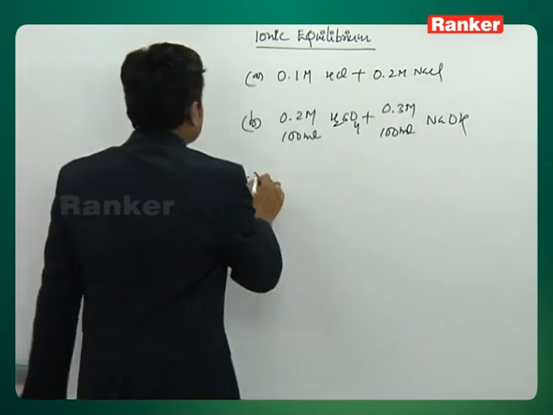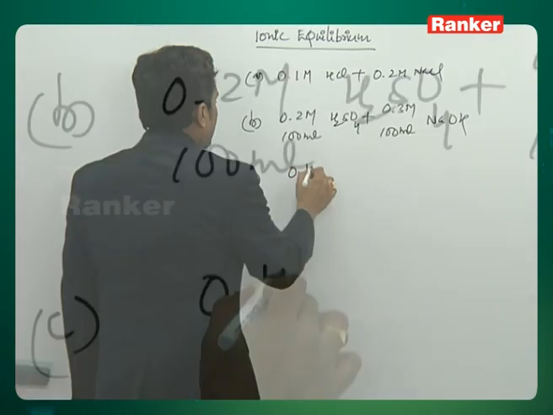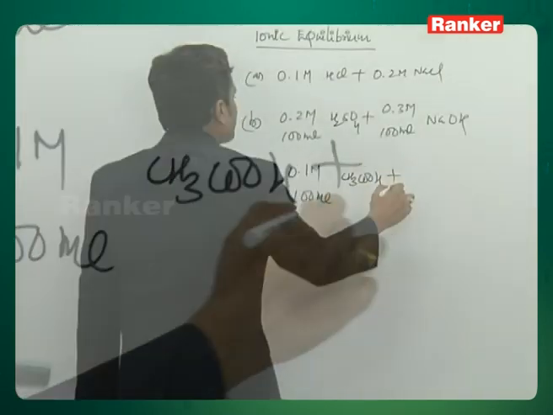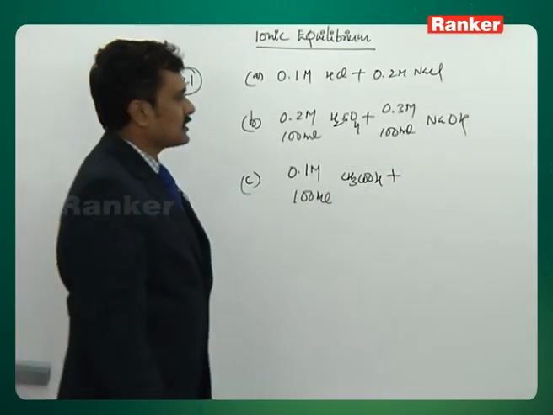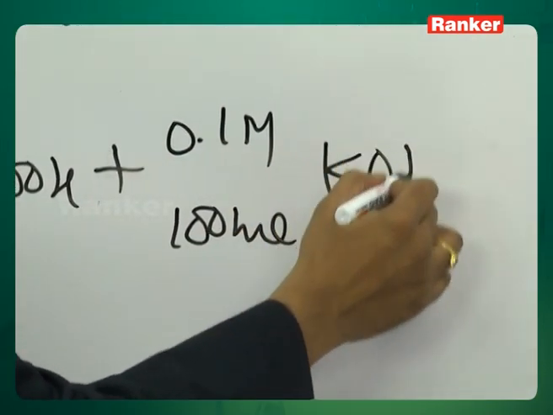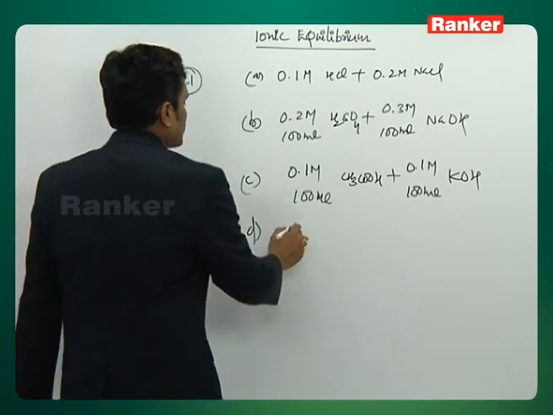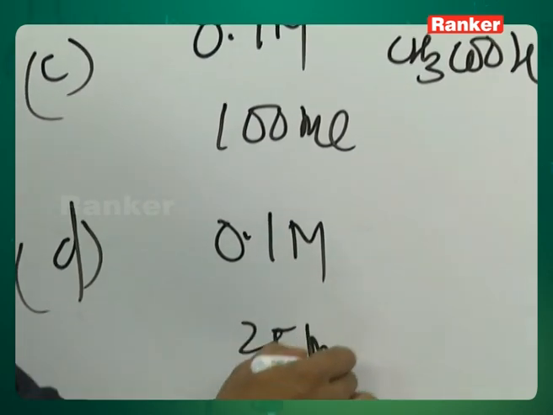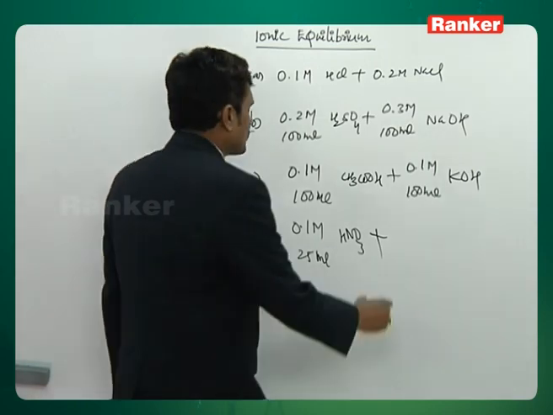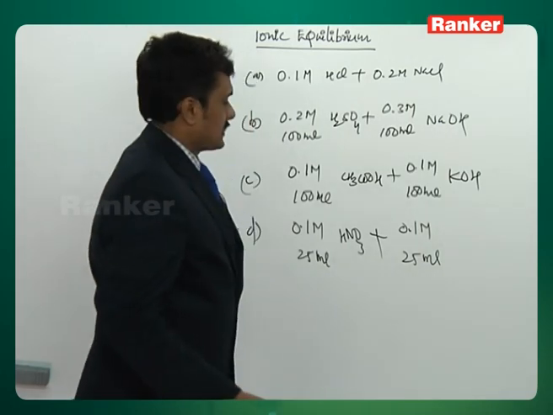Then we have the next option, 0.1 molar, 100 ml CH3COOH reacting with 0.1 molar, 100 ml KOH, and as a part of the last option we have HNO3, 0.1 molar and 25 ml, combining with 0.1 molar, 25 ml ammonia.